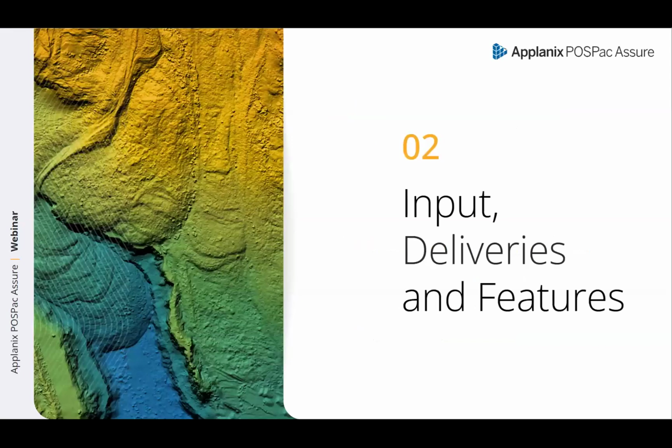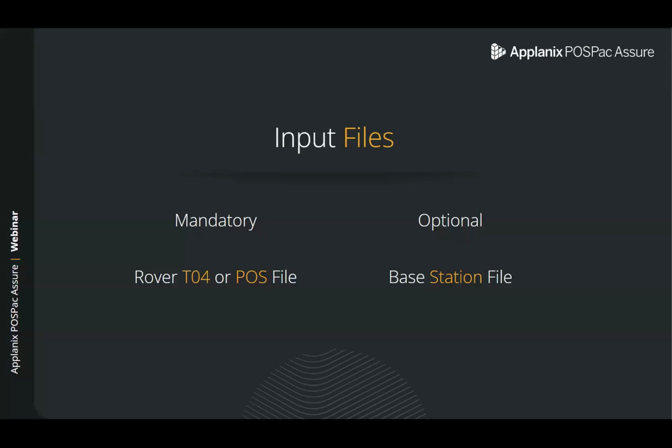Now, what are the input files, deliveries, and features? In terms of the input files, the minimum that you need to upload is really your rover data. We support the T04 file, which is from our latest hardware generation, such as the AP Plus products. But we also support the legacy POS files from our older hardware generation. So that's the minimum that you need to upload. And then you can leverage either GNSS corrections that we supply to do a better processing, or you can also optionally upload your own base station if you want to.